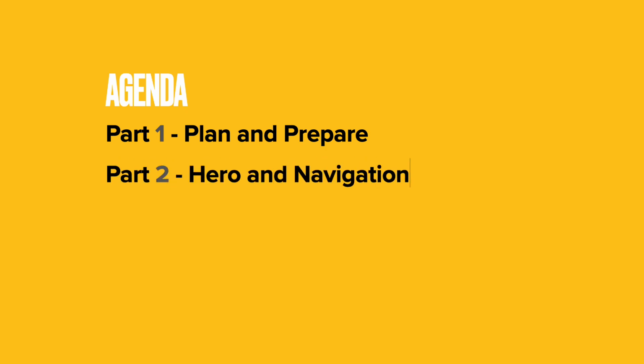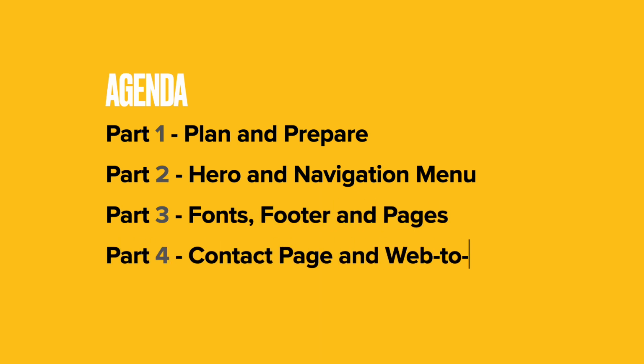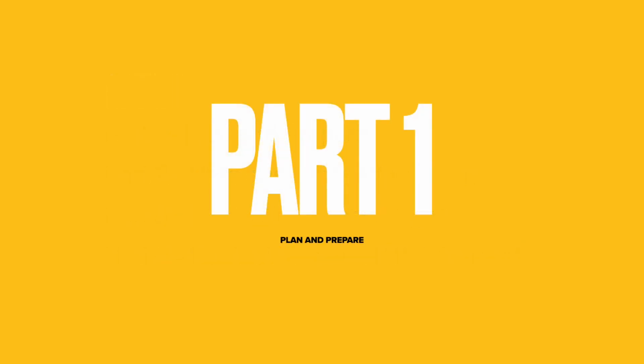So the build along is broken down into 4 parts. Part 1 will be plan and prepare for your site. Part 2 will work on the hero and navigation menu. Part 3 will go over fonts and footers and finish our pages. And in Part 4 we will be creating a contact page which is connected to a web to lead. So Part 1, plan and prepare.